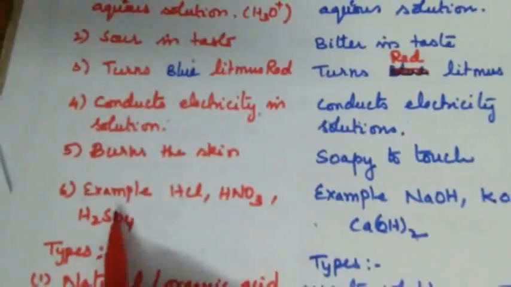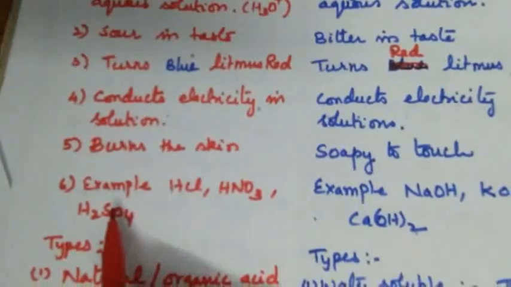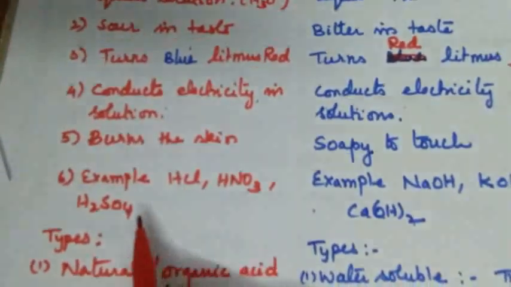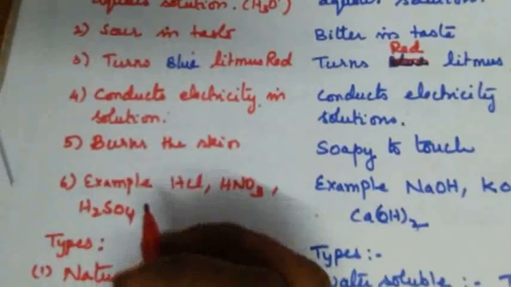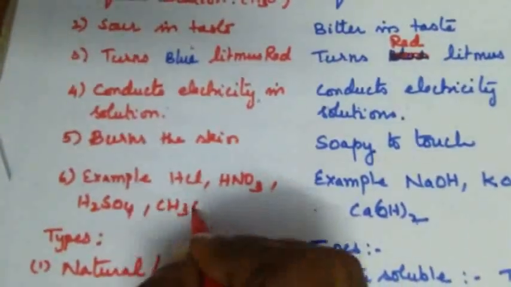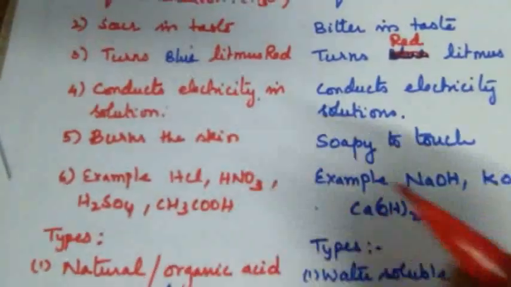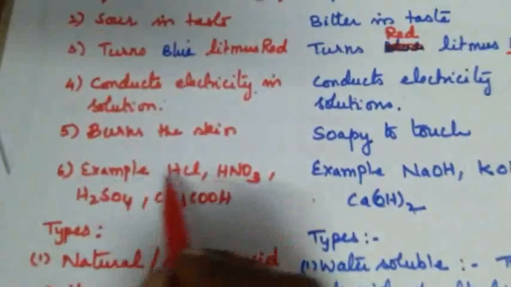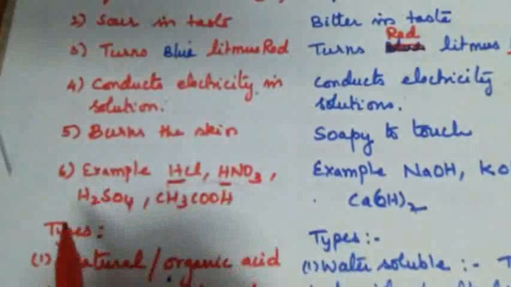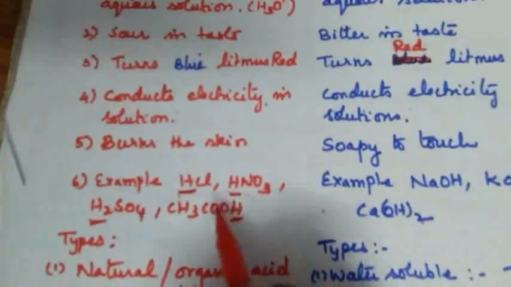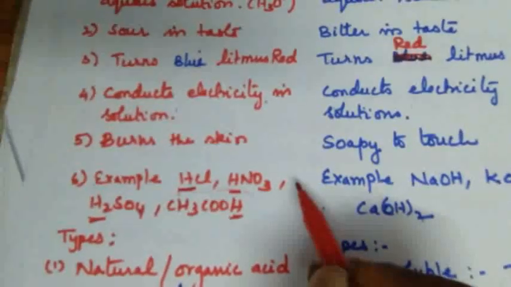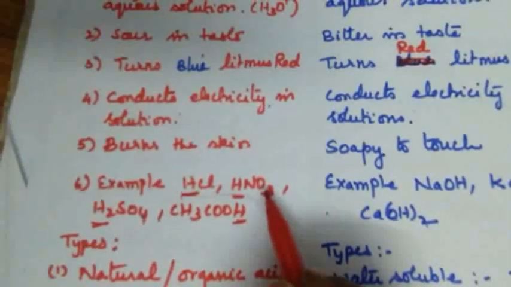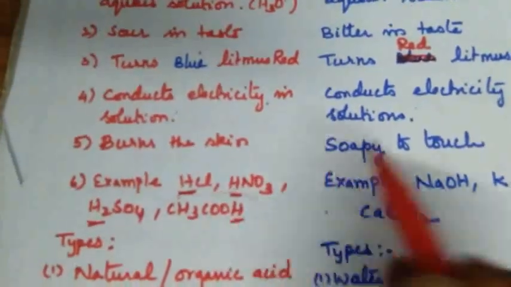Then, to understand it still better, we have to give some examples. Examples of acids are HCl, HNO3, H2SO4. All these we know. Let us have one more example: CH3COOH. What is this? Acetic acid. Yes, all these are acids. See here, everywhere hydrogen is present. This hydrogen has to be released in water as H plus ion. Then only we call them acids.